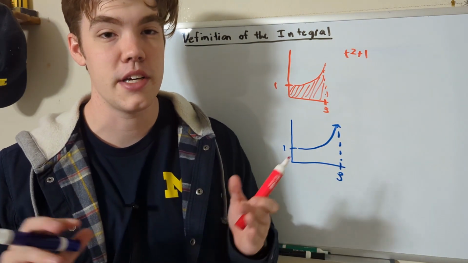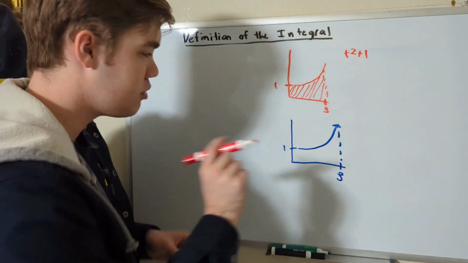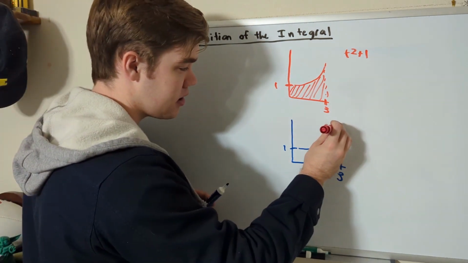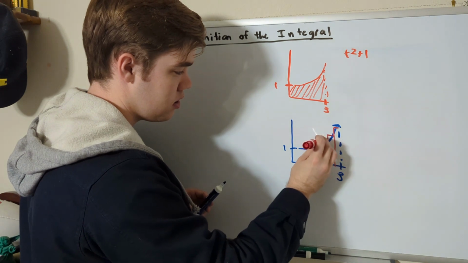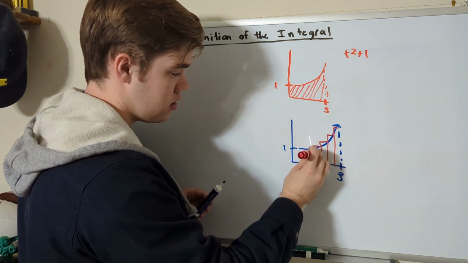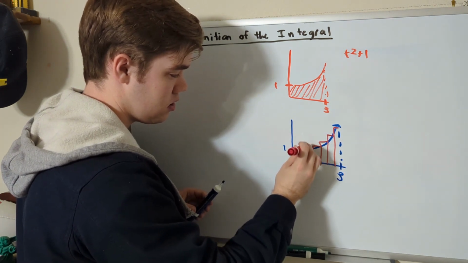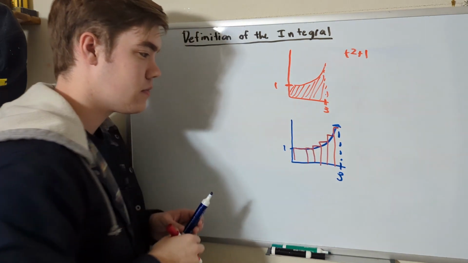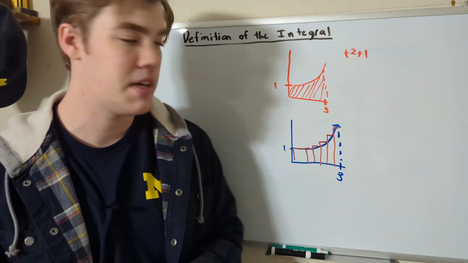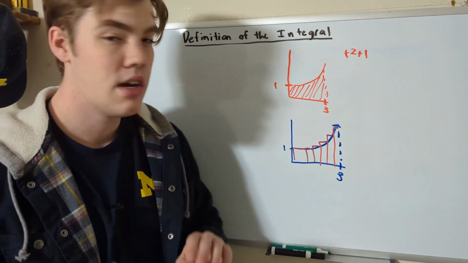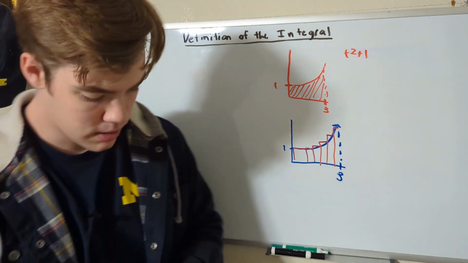And in this case, we're going to be using rectangles. I'm going to use red to represent the rectangles. It's going to look something like this. As you can see here, we have formed 6 rectangles that give us a decent estimate of the area underneath this curve. Why are we making the rectangles? Well, that's a good question.